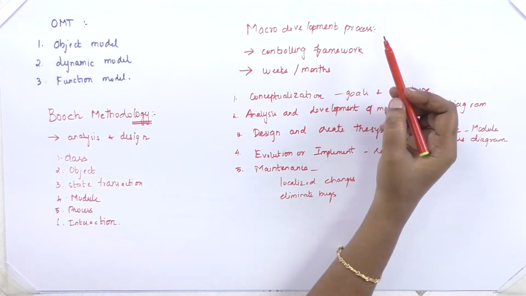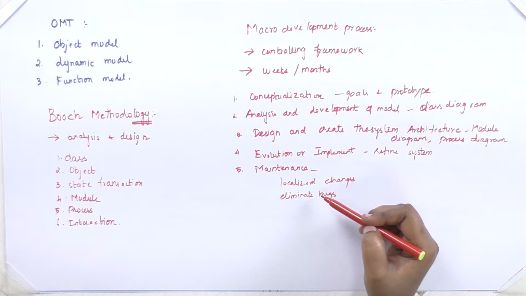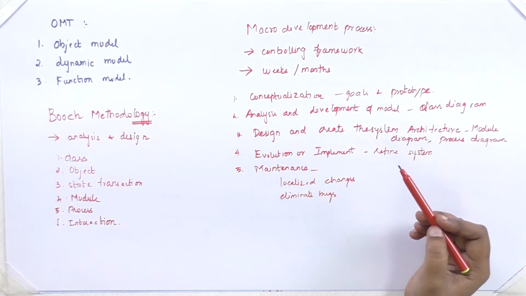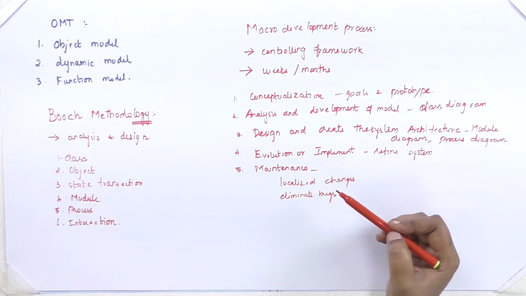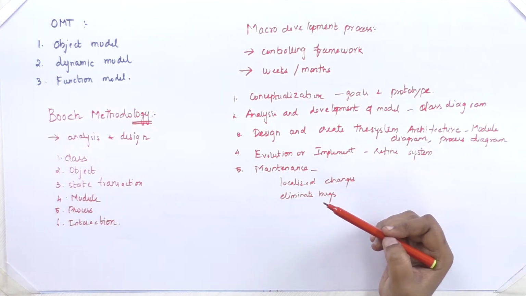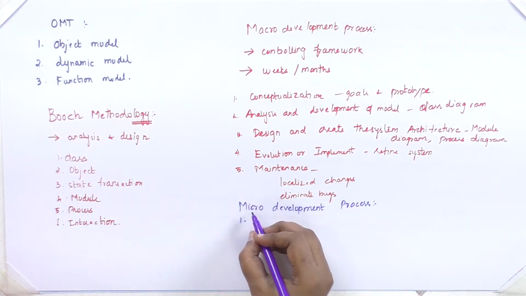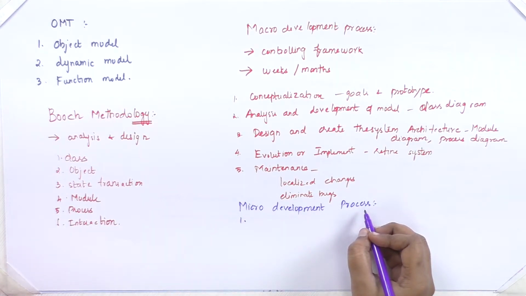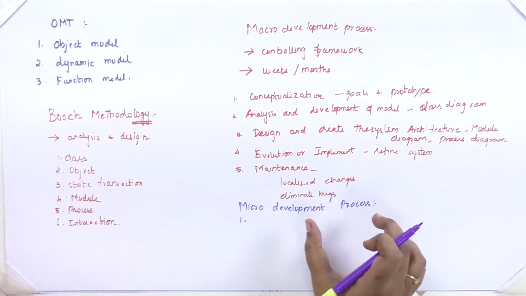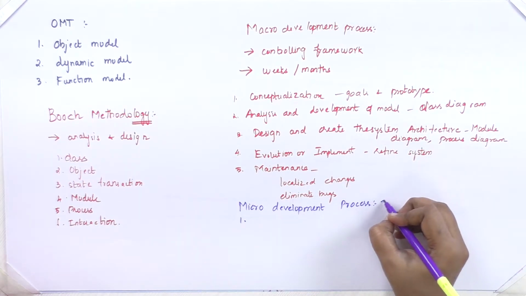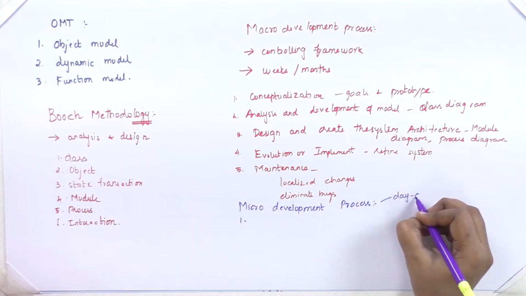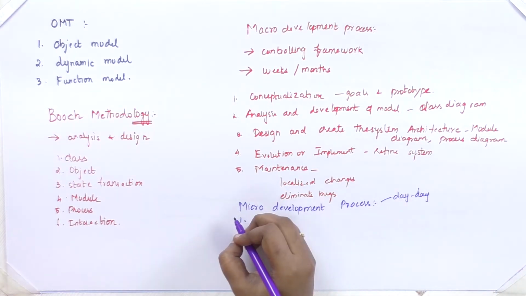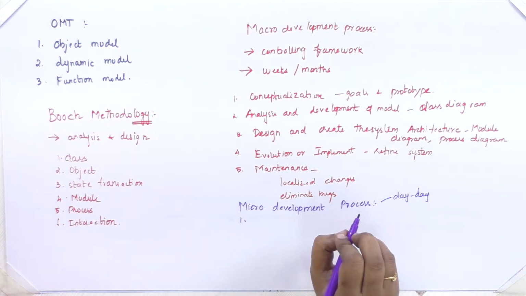So the macro development process has these 5 phases. First is conceptualization, next is analysis phase, next is design phase, the next is implementation phase, and the next is maintenance phase. Next is the micro development process. Each and every macro development process will have its own micro development process. This takes place in day-to-day activities and can be completed day to day. So this is called a micro development process.